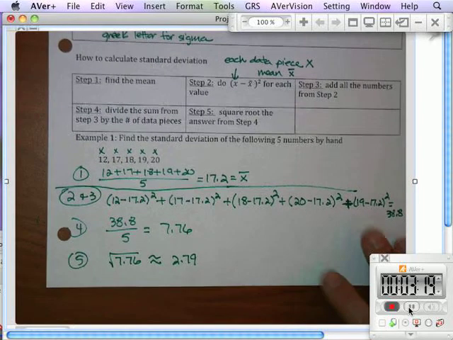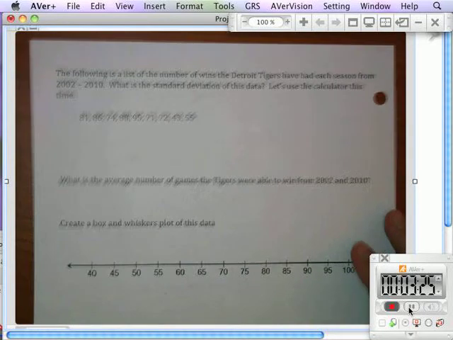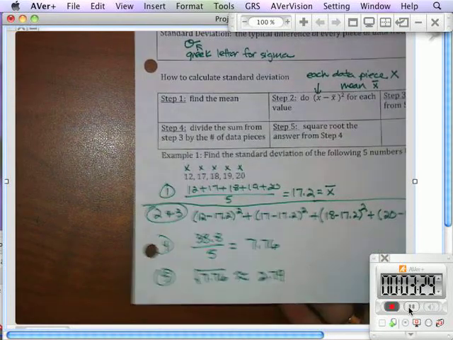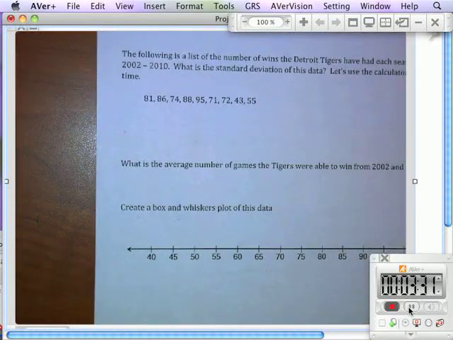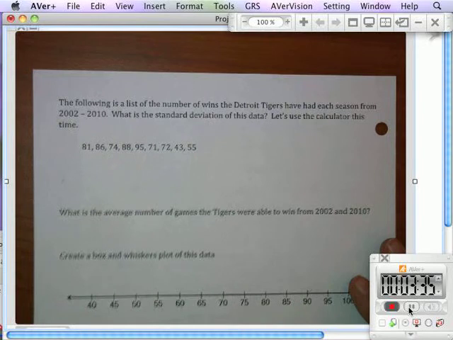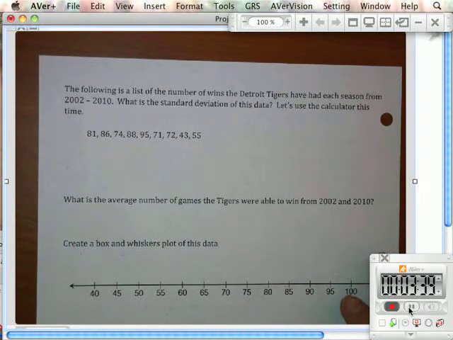Okay, so turn it over. Okay. So the following is a list of number of wins the Detroit Tigers have had from each season from 2002 to 2010. What is the standard deviation of this data? Let's use the calculator this time.